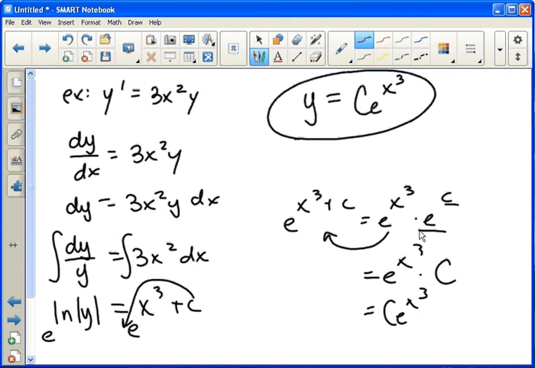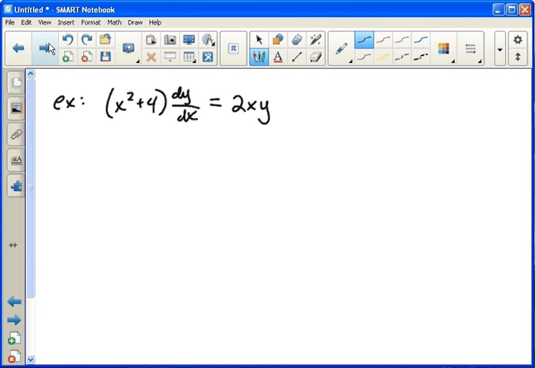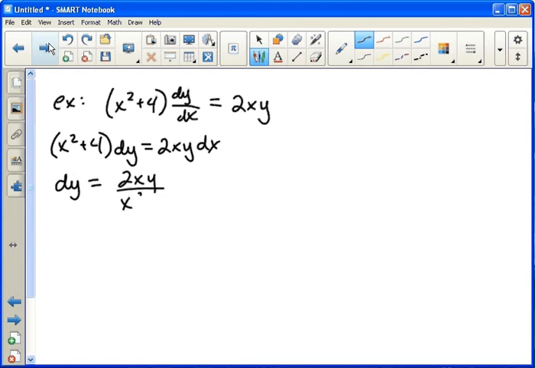This one's already in Leibniz notation, so you don't have to worry about that, but there is a lot of separating to do. So first, I'm going to multiply both sides by dx. Now, there's not necessarily a right or wrong way of what to do next, but you've got to separate. I'm going to divide both sides by x squared plus 4. And then the last step is to divide both sides by y, because I've got to get this moved over. So dy over y equals 2x over x squared plus 4 dx.